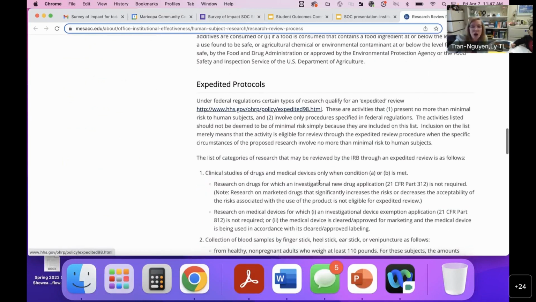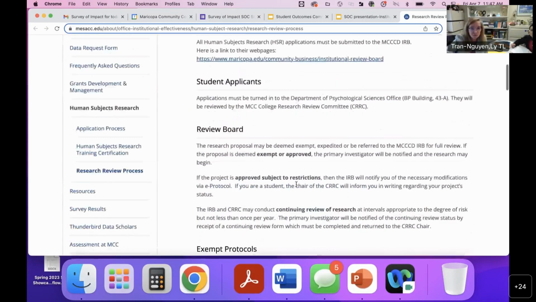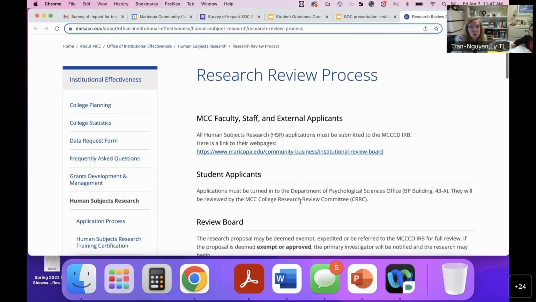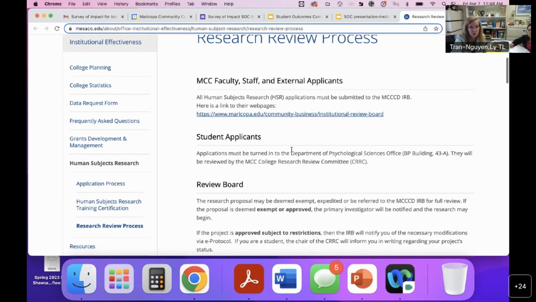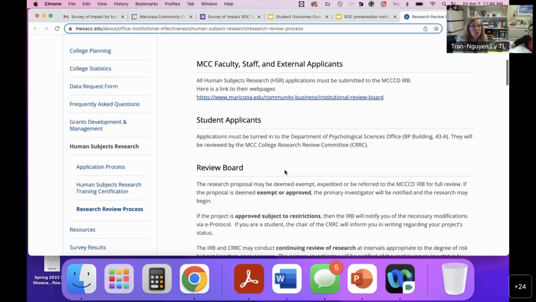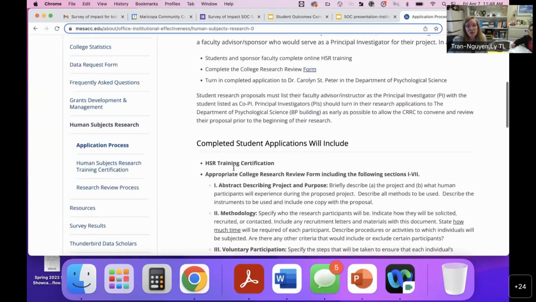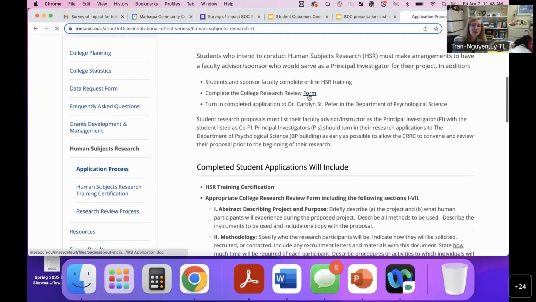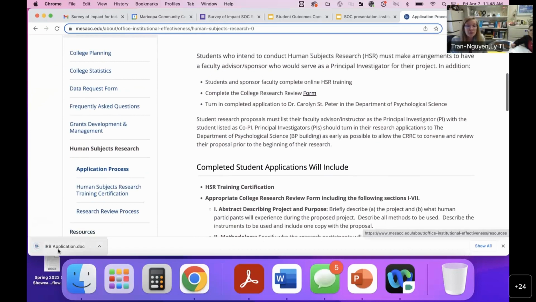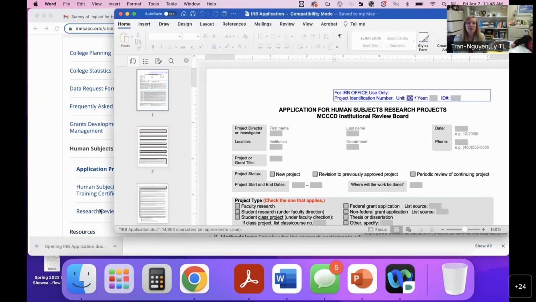So if you can see at the top of this website, if you scroll to the top, it refers faculty, staff, and external applicants to the district. And then the student applications have to be turned into the psychology department. So if you click on the link at left for the application process, that's where you can find the form. Okay, and so that's the form that you would complete. And you can submit that form to me.